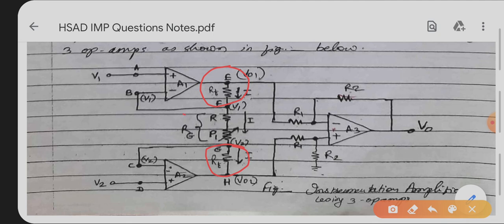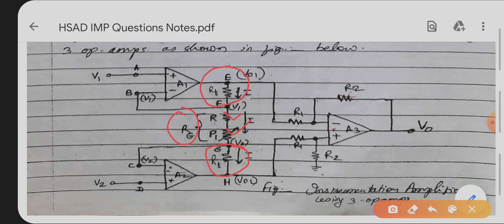RG stands for gain adjustment register, which is equal to the addition of R and P1. P1 is the variable register, a potentiometer, and R is the fixed register. So R plus P1 is equal to RG, the gain adjustment register. By varying this single register you can vary the gain of this instrumentation amplifier. This is the beauty and the advantage of this circuit. By using a single register you can vary the overall gain of the circuit. That's why this is a very famous circuit. RG is for gain adjustment.